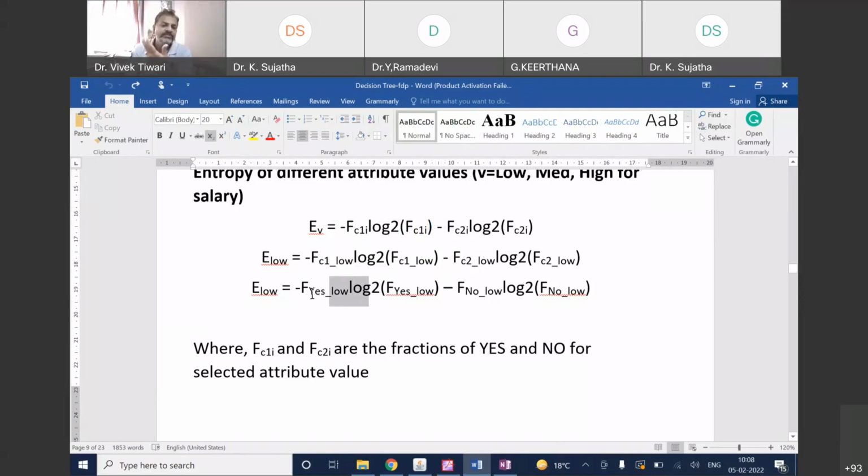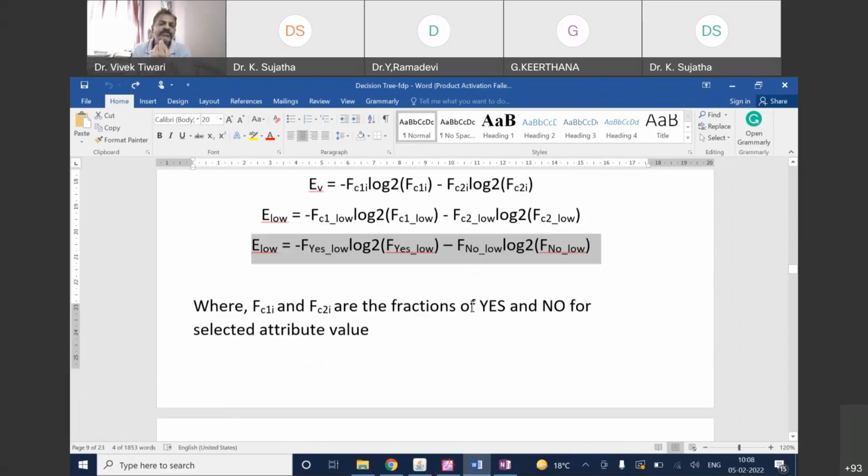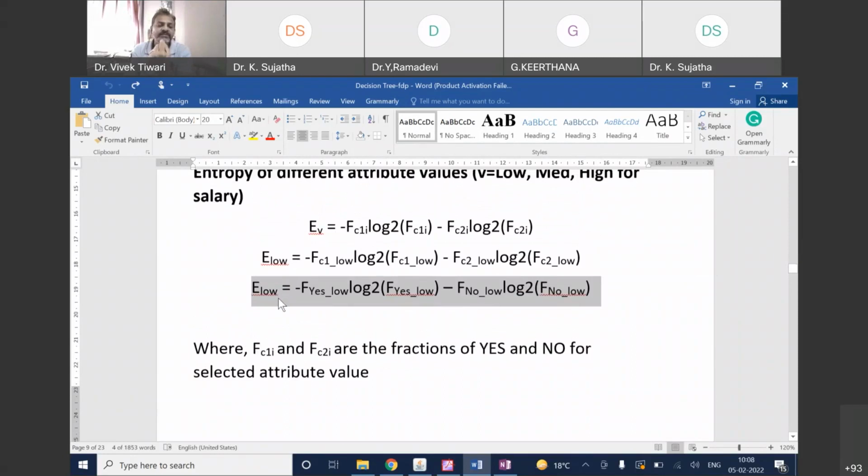Then that value you put into log base 2. Similarly, you measure the same proportion of low under the next class, that is the C2 class or no class. This is for binary classification; if there is a third class, you can extend that term. So that is the way to calculate the entropy of the sub-label low. Similarly, we have to calculate for high and for medium. Is it clear to everybody?